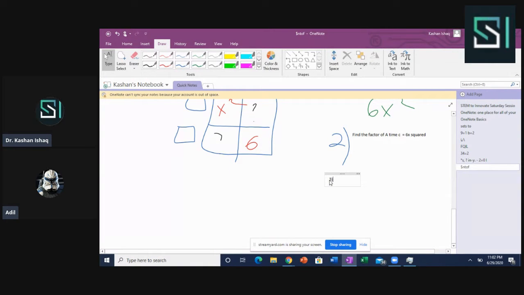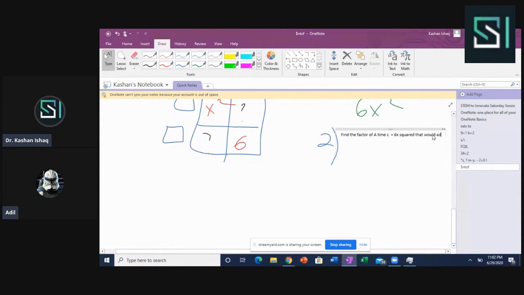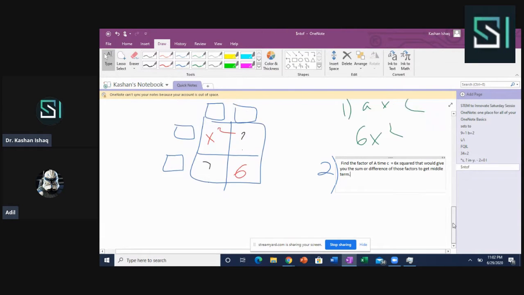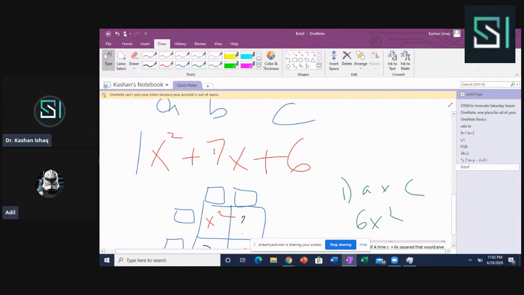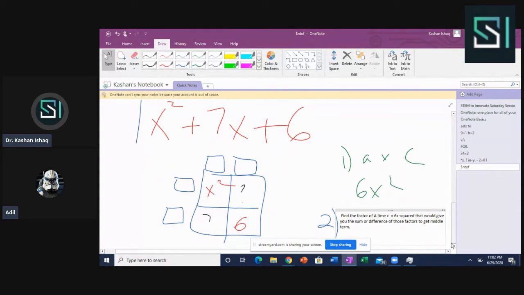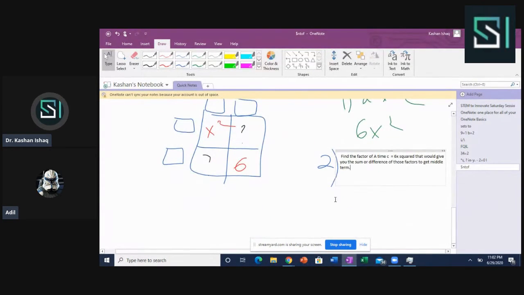That would give you what? That would give you the middle number. That would add up. That would give you the sum or the difference of those factors to get the middle term. And the middle term is 7x. You with me? Mm-hmm. So I'll simply go ahead and find all the factors of 6x squared.